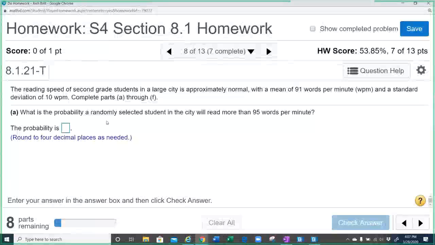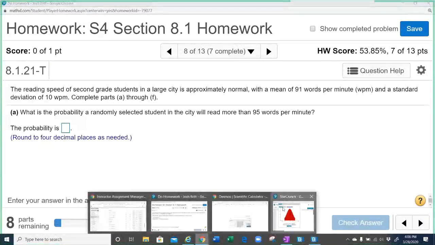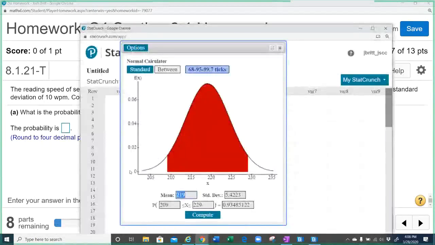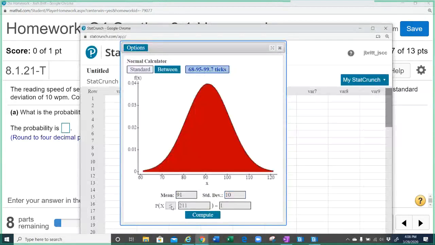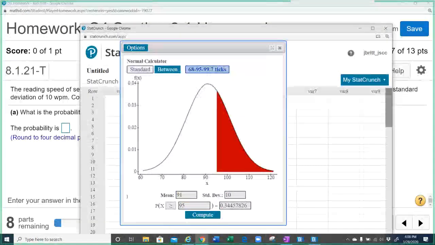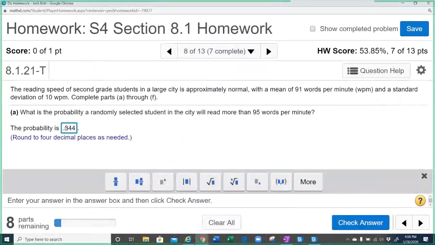Probability that a randomly selected student in a city will read more than 95 words a minute. So again, it doesn't say anything about sample size yet, so this is going to be a regular 7.2 question. So 91 and 10, and more than 95. So that's 0.3446.